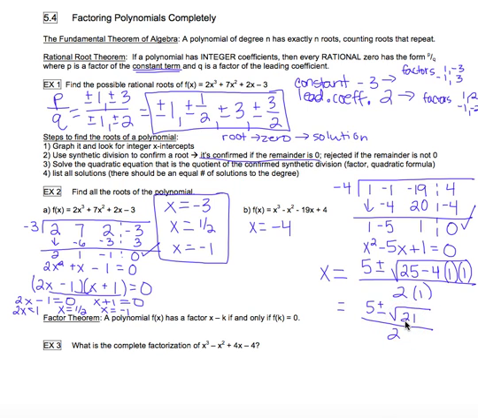Now 21, if I were to try to break it down, it's 7 times 3, but there are no pairs, so there's nothing I can do to simplify this. So that would mean that one of my roots is 5 plus radical 21 over 2, and the other is 5 minus radical 21 over 2.